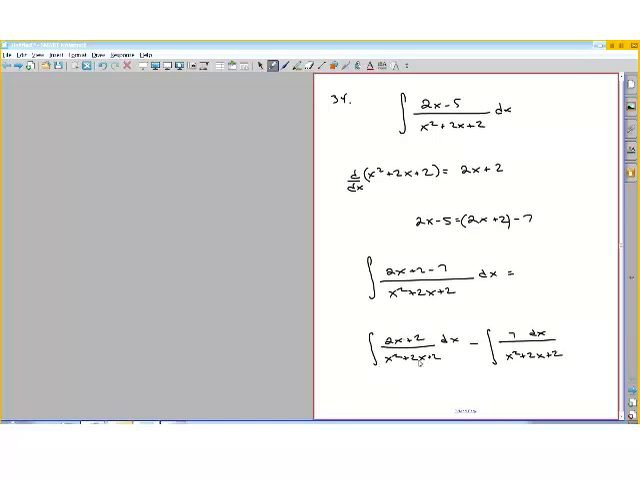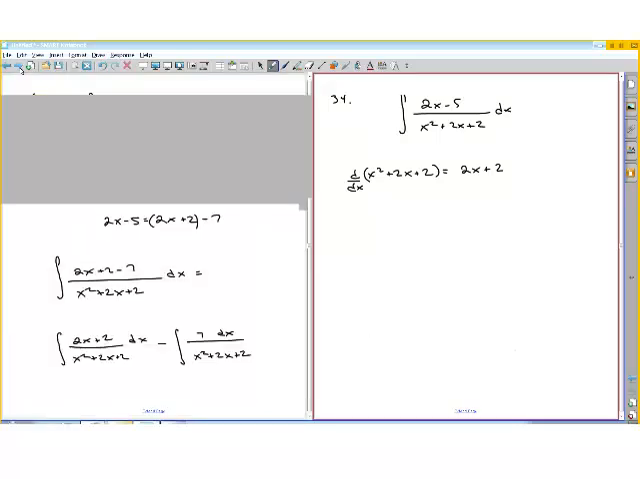Now this one's going to fit the natural log, because if I let u be this, then du will be that. And so I'll get du over u. Okay, we'll do that later. This one is going to involve the inverse tangent, because I'm going to have x plus something, quantity squared, plus another constant. So I have to take this and make this into a complete square plus a constant. So let's just do that separately.